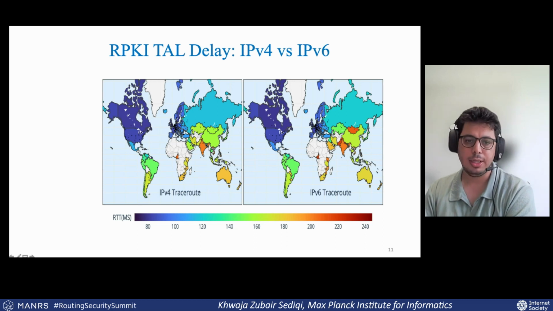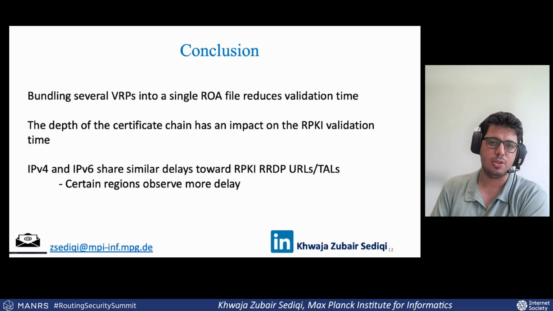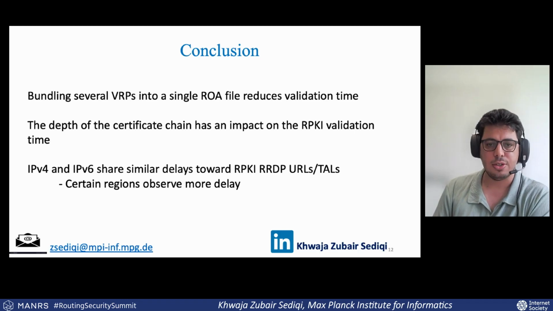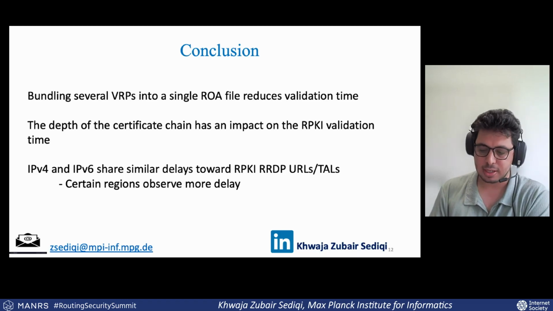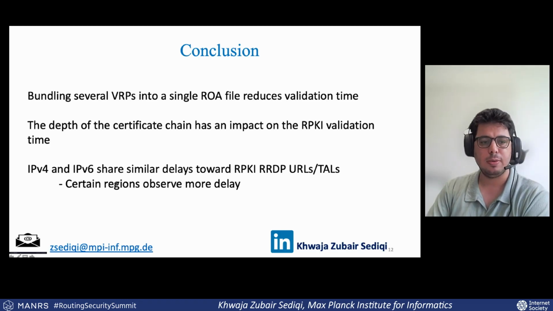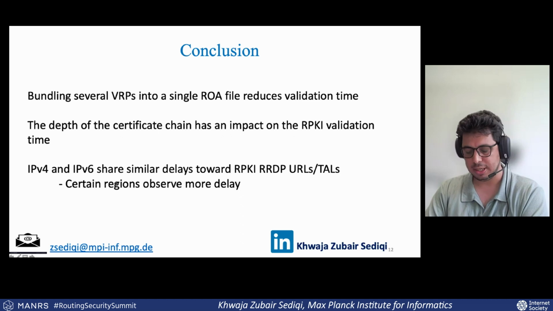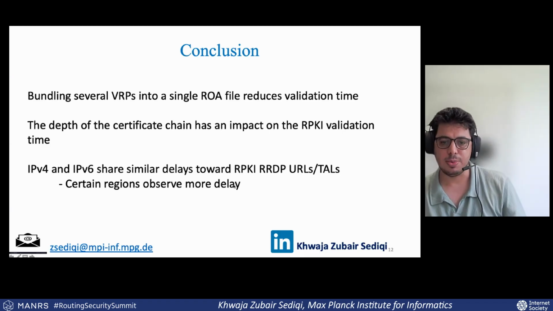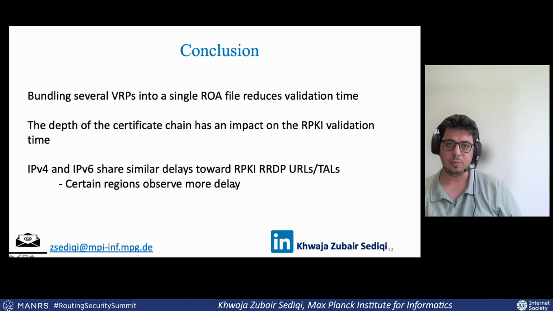And with this, I will conclude with some key findings of our analysis. We show that bundling several VRPs into a single object or raw file reduces the validation time for the relying parties. The depth of the certificate chain has an impact, but it should be clearly set up so that it does not affect the entire RPKI validation system. And while the traceroutes for IPv4 and IPv6 towards RPKI tools are similar, certain regions observe more delay in RPKI validation for RTT time.